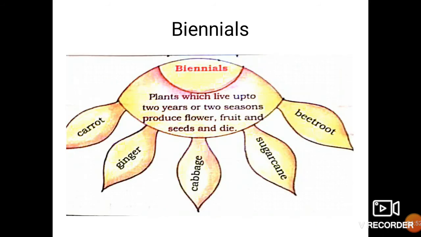Biennials. Biennials are the plants which live up to 2 years or 2 seasons. They produce flower, fruit and seeds and die. The examples for biennials are carrot, ginger, cabbage, sugarcane and beetroot.